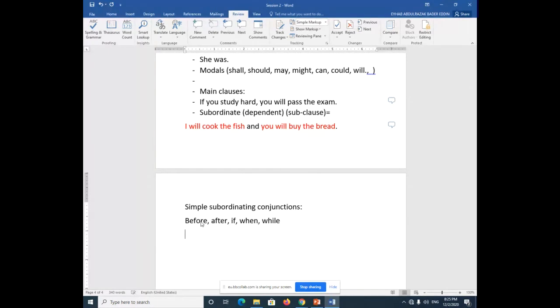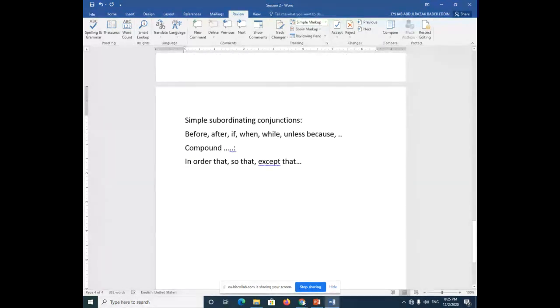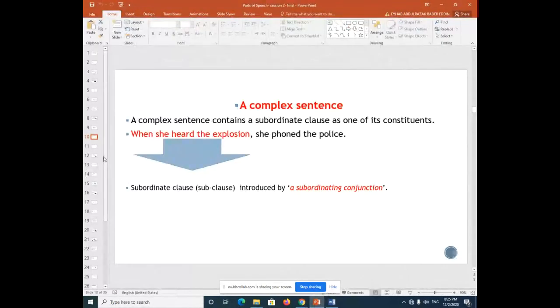And we have something else which is called compound subordinating conjunctions. Okay, and some of these are in order that, or so that, except that, etc. Clear? Of course, here we have also unless, because, etc. Clear? Okay.